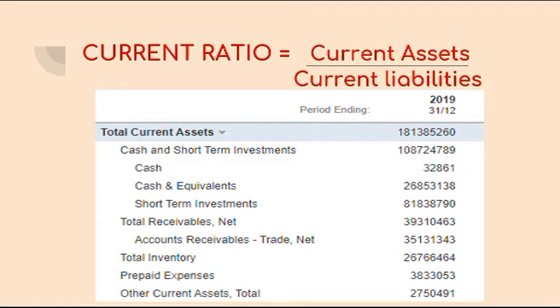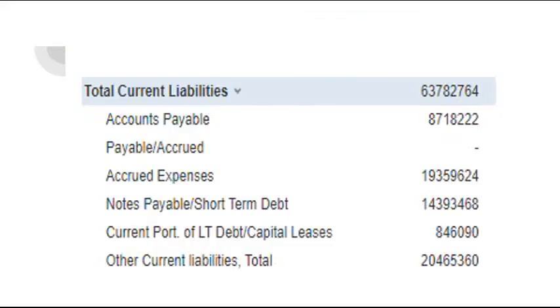Current ratio is equal to current assets divided by current liabilities. Here is an example extracted from the 2019 balance sheet of Samsung. The current assets involve cash and short-term investments, account receivables, total inventory, prepaid expenses and other current assets. Current liabilities of Samsung include account payable, accrued expenses, note payable, current portion of long-term debt and other current liabilities.